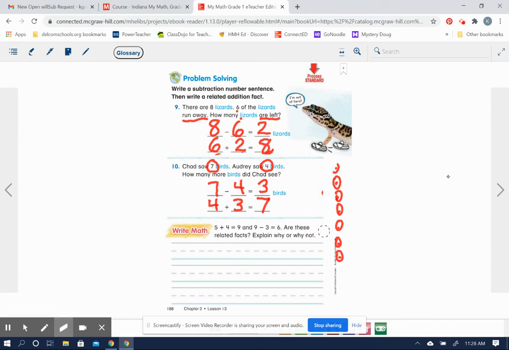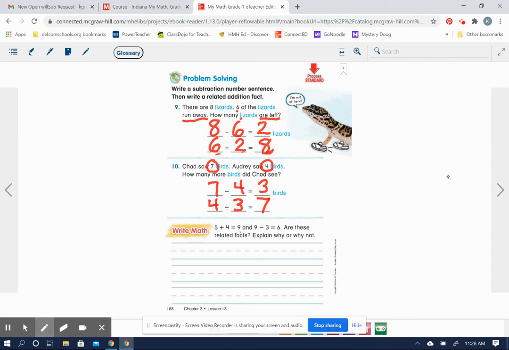Okay. Now, as far as the written part goes down here at the bottom, just a second here. Okay. Sorry, I had to check that message.